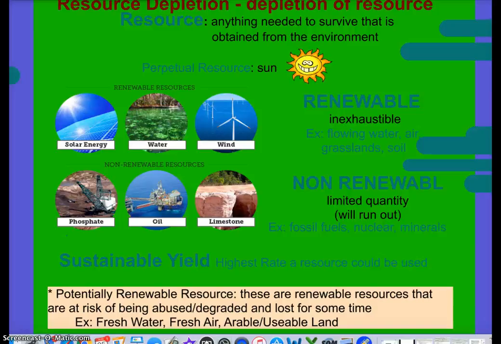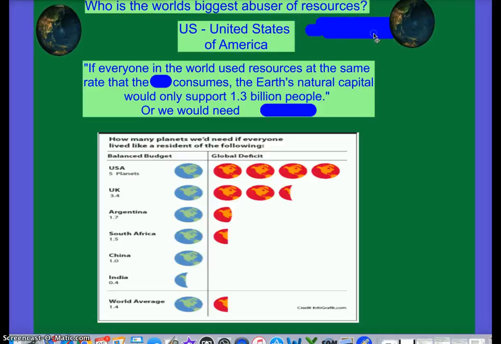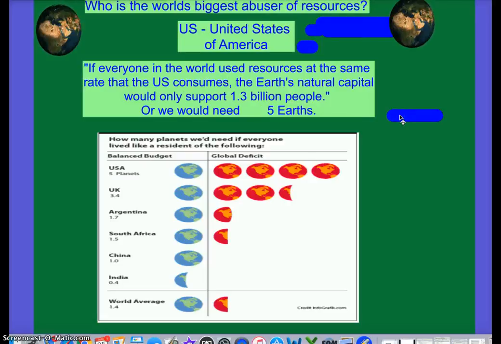So who are the biggest consumers of the world? In the United States? Us. Yes, the United States of America. We consume more than anybody. And here's an example of how much we consume. If everybody on Earth lived like we did, we would need 5 Earths.